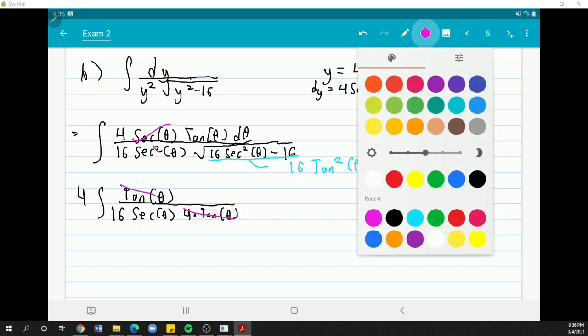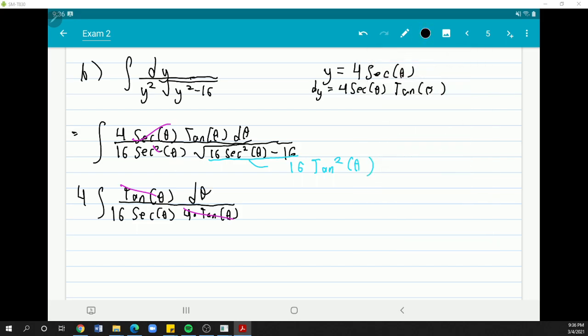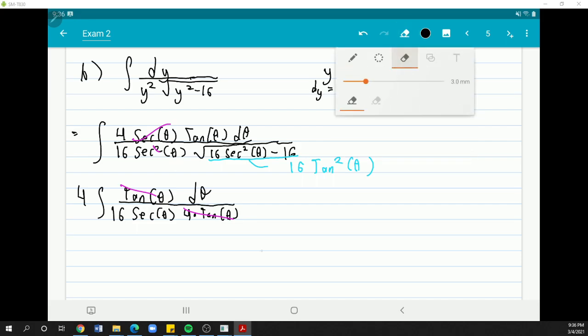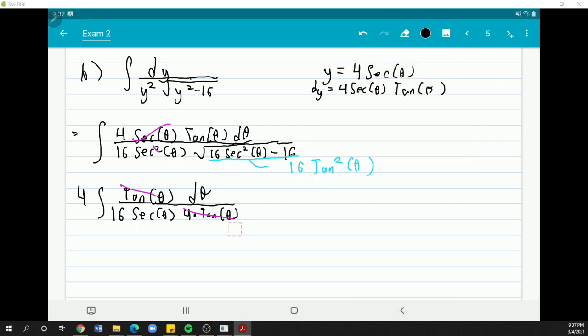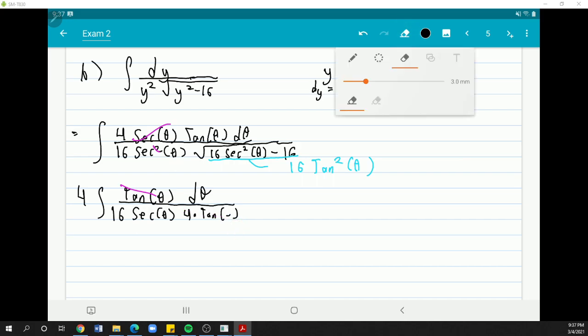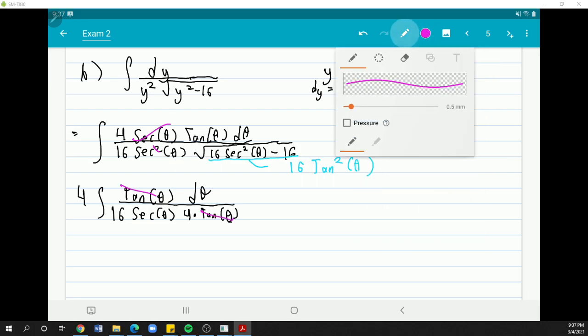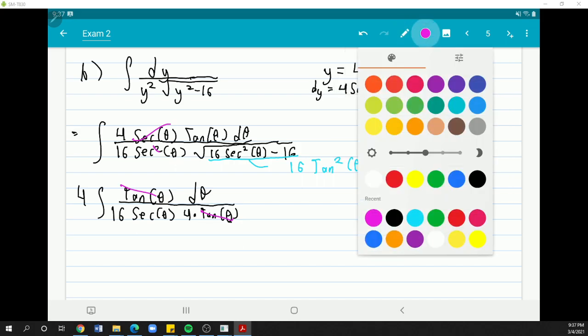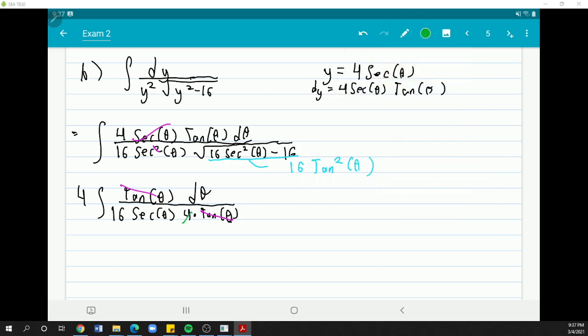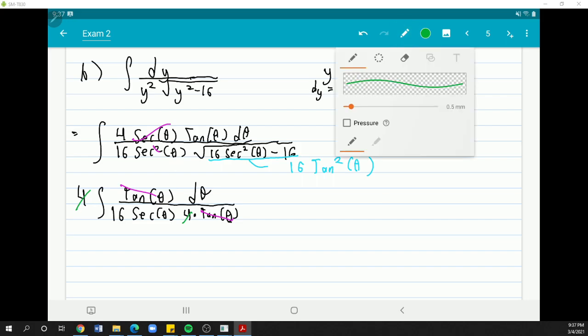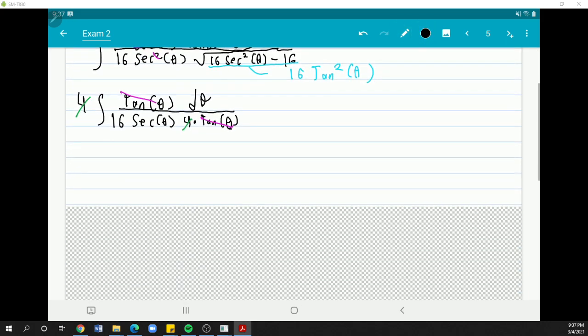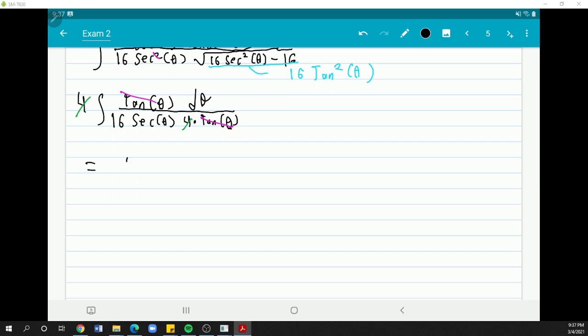Get rid of those, except I needed a d theta there. Not the 4. I don't know how I'm going to extract this pink line. Okay. Just the tans. But we can also cancel this 4 over here with this 4, and we're left with 1 over 16 integral 1 over secant theta d theta.